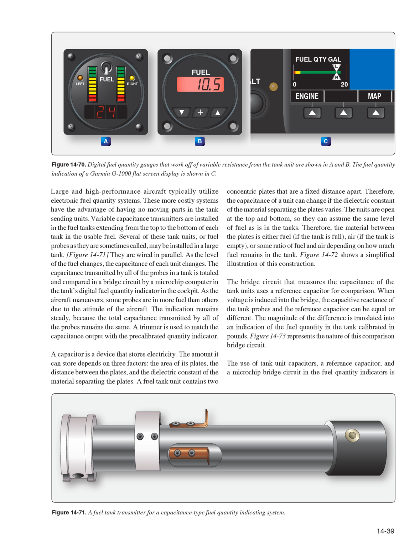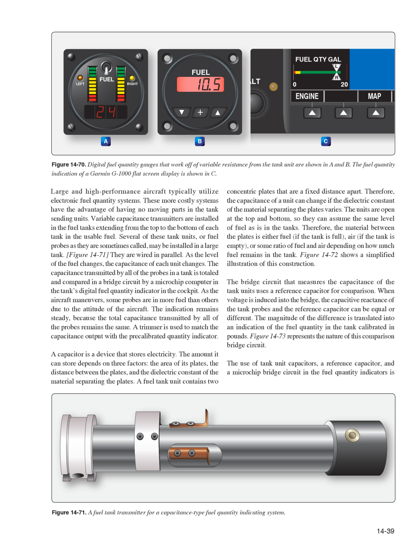As the level of the fuel changes, the capacitance of each unit changes. The capacitance transmitted by all of the probes in a tank is totaled and compared in a bridge circuit by a microchip computer in the tank's digital fuel quantity indicator in the cockpit. As the aircraft maneuvers, some probes are in more fuel than others due to the attitude of the aircraft. The indication remains steady, because the total capacitance transmitted by all of the probes remains the same. A trimmer is used to match the capacitance output with the pre-calibrated quantity indicator.